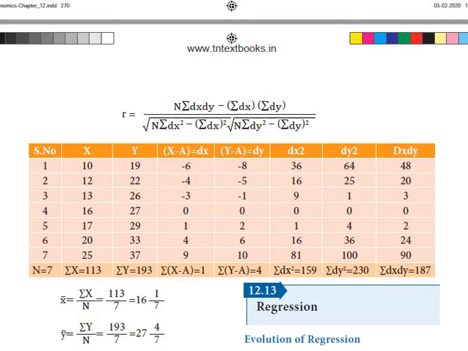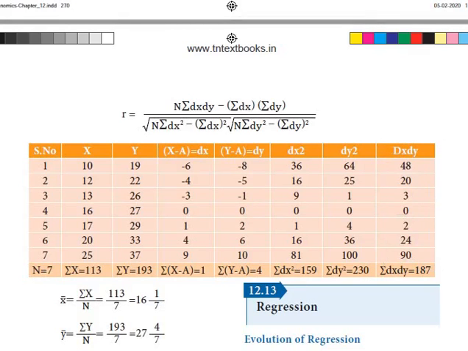Then multiply dx values with dy, not the square values, dx value with dy, that is after subtracting the assumed mean values. So dx dy is multiplying dx values with the dy values. First one, minus 6 into minus 8 gives you 48. Minus 4 into minus 5 gives you 20. Minus 3 into minus 1 is equal to 3. Then 0 into 0, 0. 1 into 2, 2. 4 into 6, 24. And 9 into 10 is equal to 90. Then add all the dx dy. It gives you 187. So sigma dx dy is equal to 187.